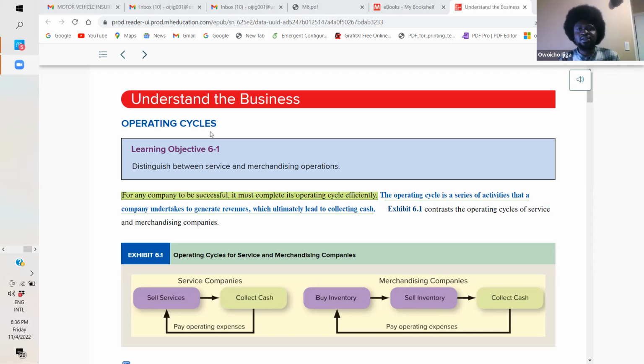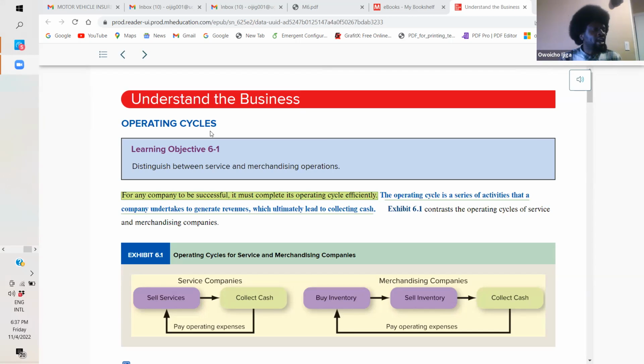And what is this operating cycle? The operating cycle is nothing but a series of activities that a company undertakes to generate revenue, which ultimately leads to the collection of cash. As you can see from Exhibit 6.1, the operating cycle applies to the 2 types or classifications of companies. Companies could be classified based on the kind of services they offer. It could be a service company or a merchandising company.